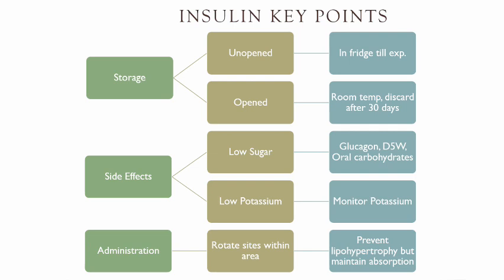This slide is good for the key points for storage, side effects, and administration for our visual learners. If we get the side effects of low sugar or low potassium, we can give potassium, or we can give something that has sugar in it, like glucagon, D5W, or oral carbohydrates. And then, of course, rotating sites prevents us from getting lipohypertrophy. So that means our fat tissue is not wasting away, so that we maintain good absorption of that injected insulin.